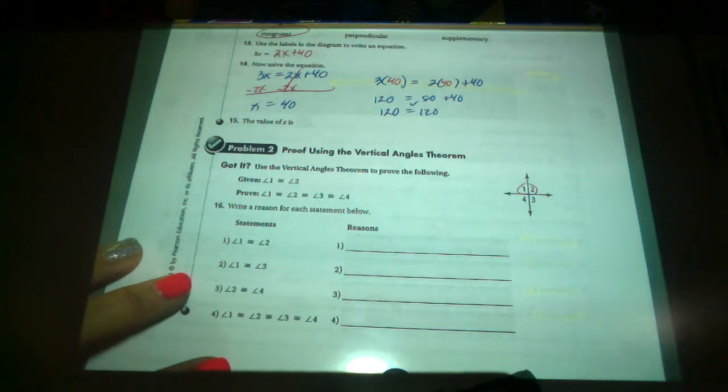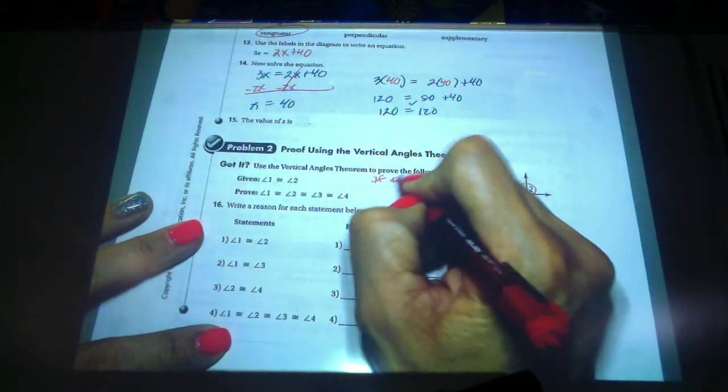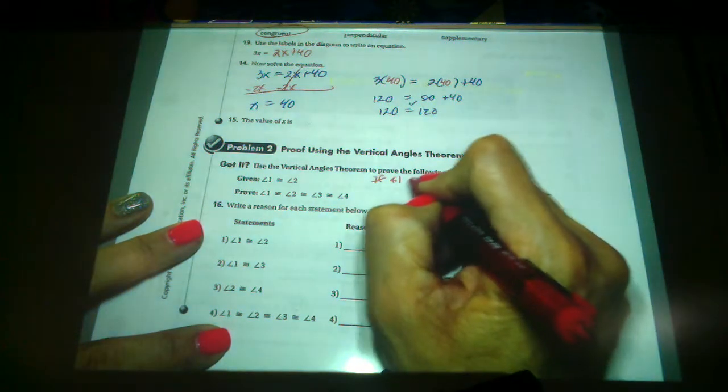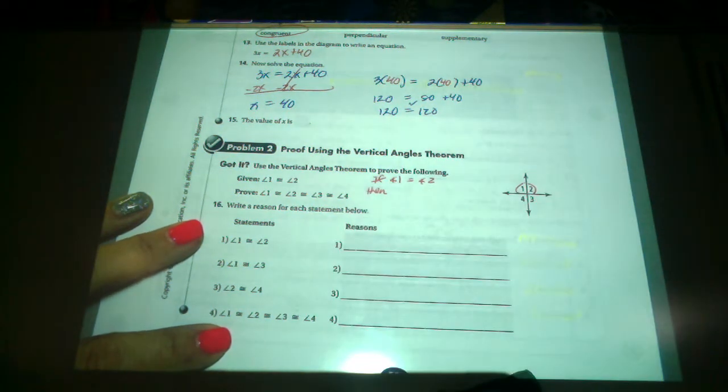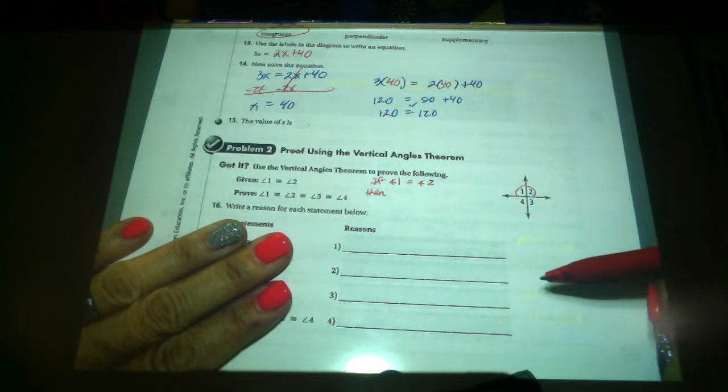Okay, so we start off with, well, let's just pre-plan this. If angle 1 is equal to angle 2, then what can you conclude? Well, don't look over here. What can you conclude just from the picture? If these 2 are congruent, what else do you conclude?